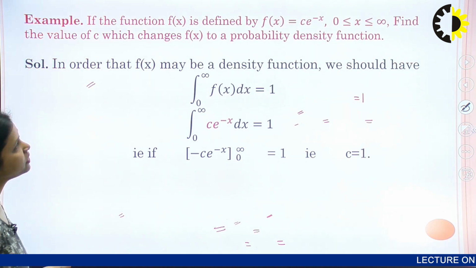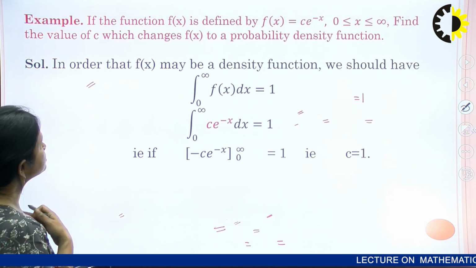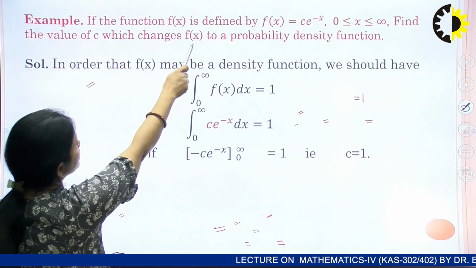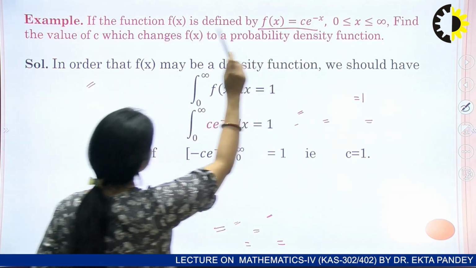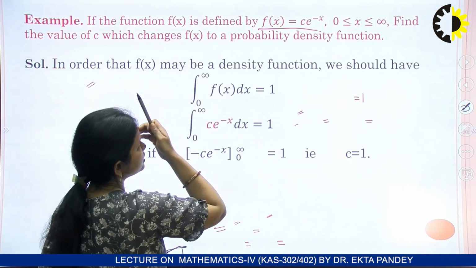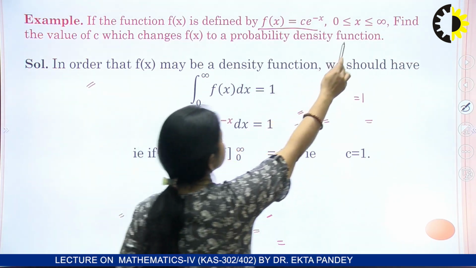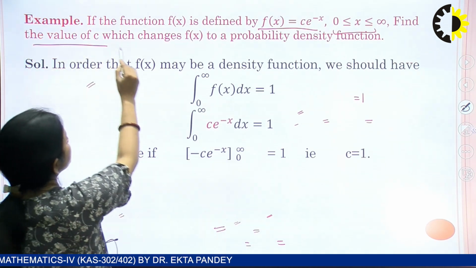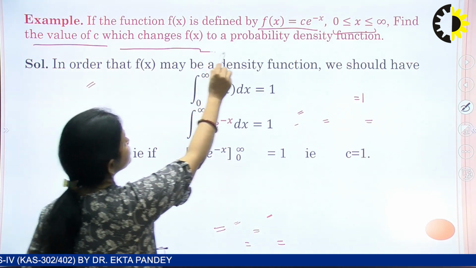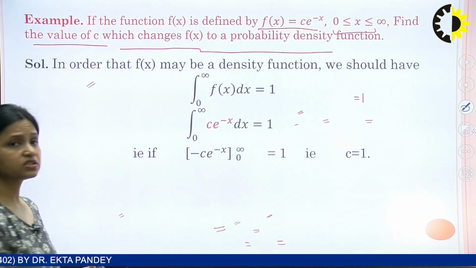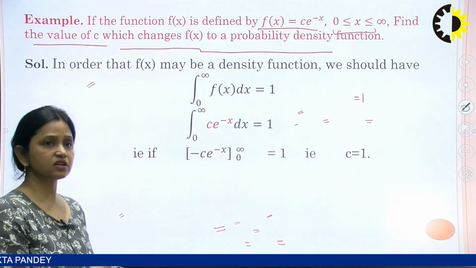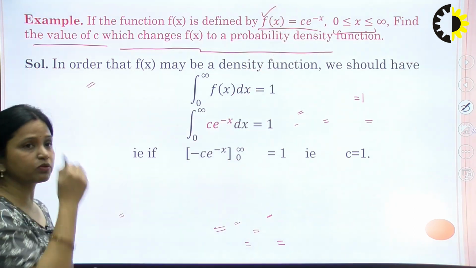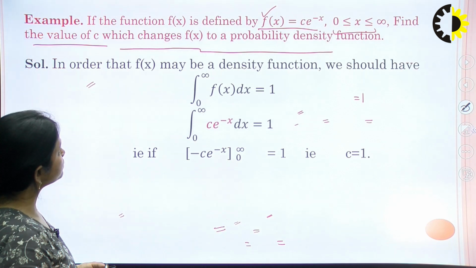See, one of the examples is given in this slide. We have defined a function given by c e raised to the power minus x, and x is taking the value from 0 to infinity. We have to find the value of c which makes fx a probability density function. See, we have to find the value of c such that this function we have defined should be a probability density function. How can we find it?